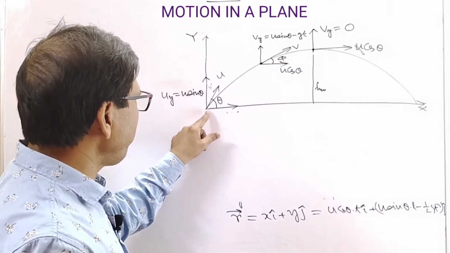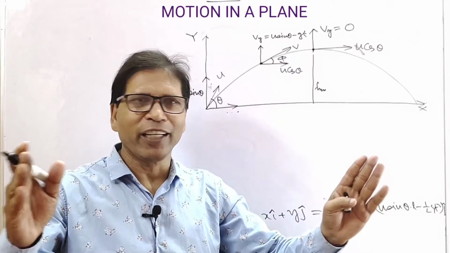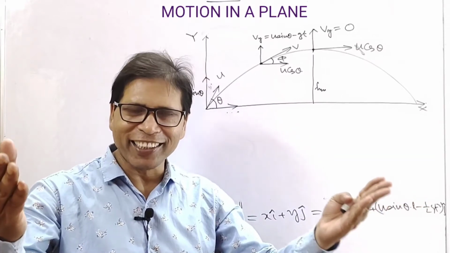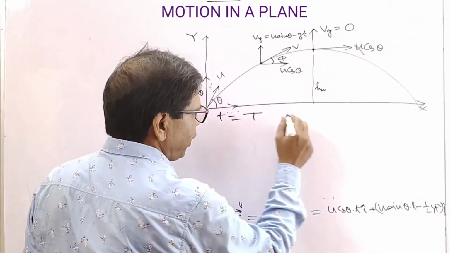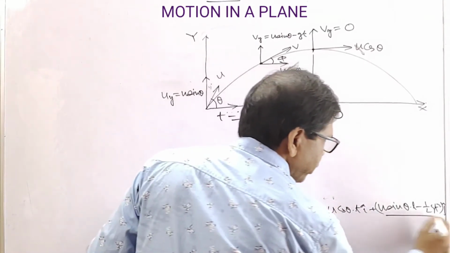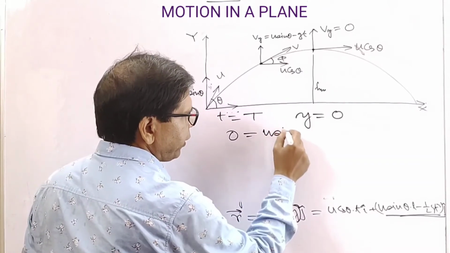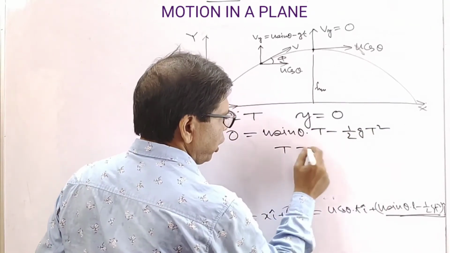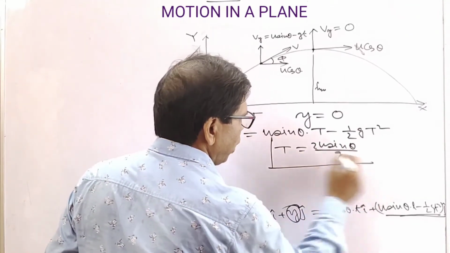Now next, the total time of flight. The time required by the particle to reach from this point to this point is called the total time of flight. In the total time of flight, the vertical height ascended by the particle is equal to 0. So when t equals the total time of flight capital T, then y equals 0. Now putting the value of y in this equation, 0 equals u sin theta into T minus half g T square. Therefore T equals 2u sin theta divided by g, which is the total time of flight.